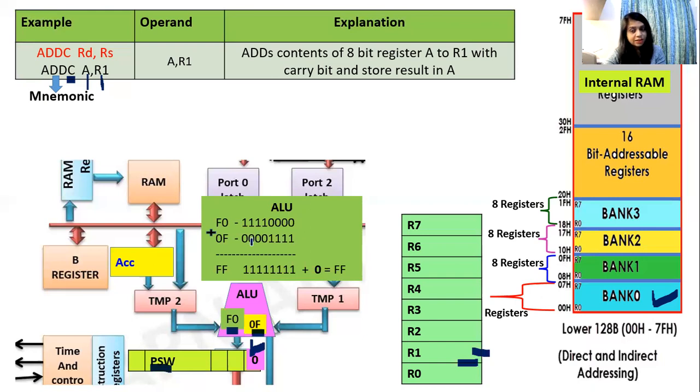F0 plus 0F. The result is FF, and it will add 0 because carry flag is 0. So addition of 0 equal to FF. That means add with carry. If carry is 1, it will add 1. But in this example, I have shown carry is equal to 0. So it will add 0. The result is FF, same. So FF will enter in the accumulator like this.